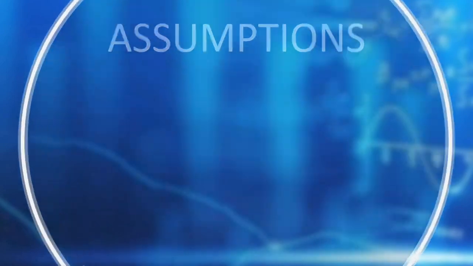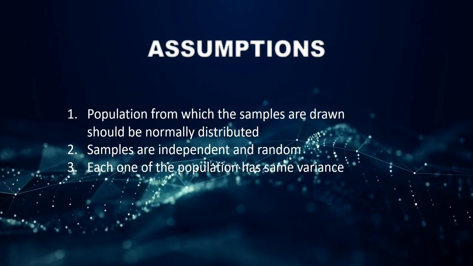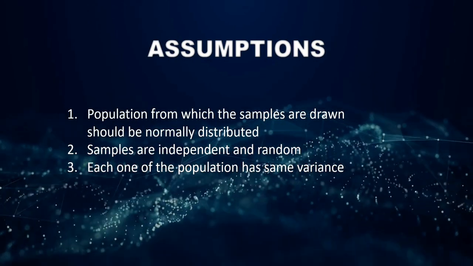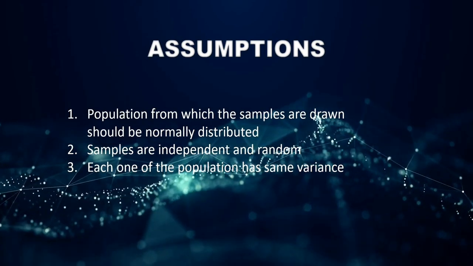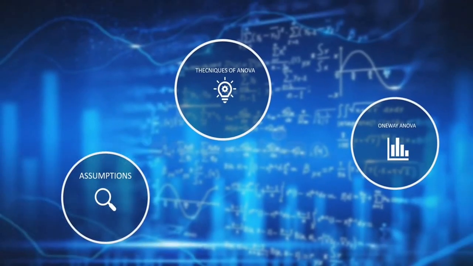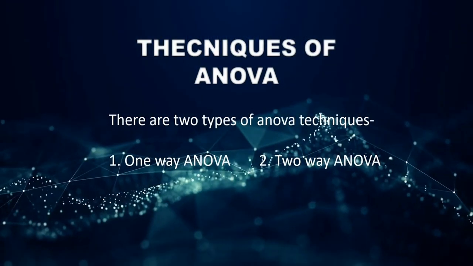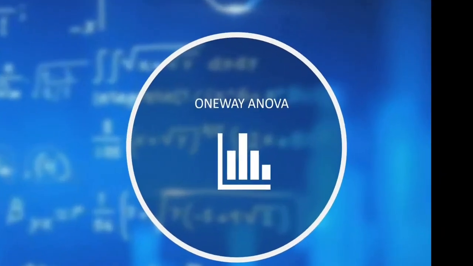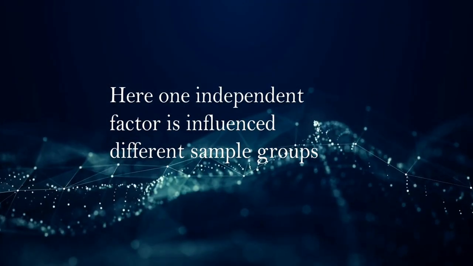Now, there are some assumptions which we have to keep in mind while studying ANOVA. The first one is that the populations from which the samples are drawn should be normally distributed. The second one is that samples are independent and random. And the third one is that each of the populations has the same variance. In ANOVA, there are generally two techniques. The first one is one-way ANOVA and the second one is two-way ANOVA. Today we are going to study how to do one-way ANOVA in SPSS.